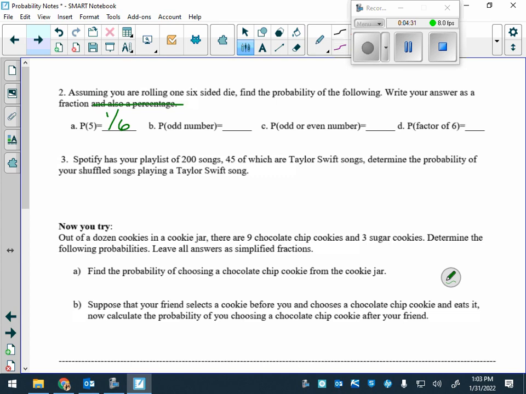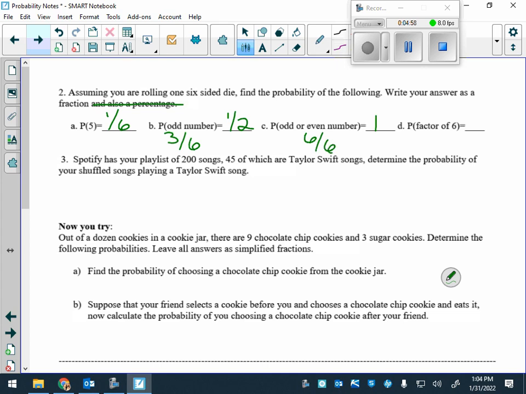What is the probability of an odd number? Danielle? 1/2. It was 3/6, which reduces to 1/2. What is the probability of an odd or even number? Odd or even number? Danielle? 1. It's 6 out of 6, which is 1.